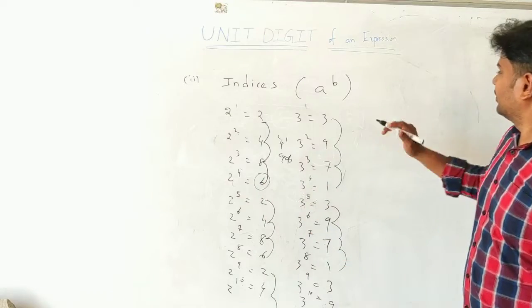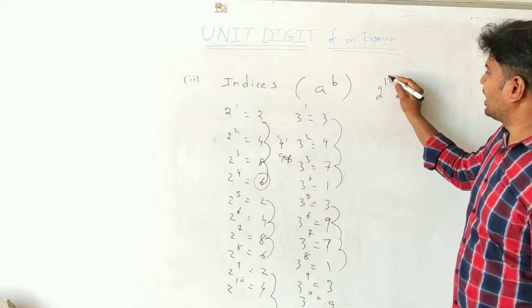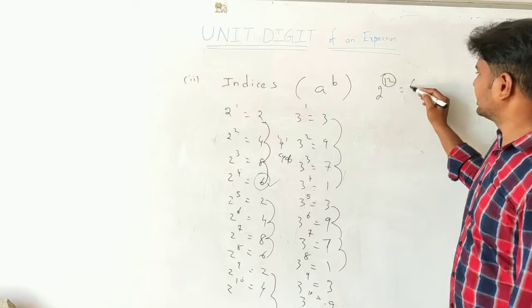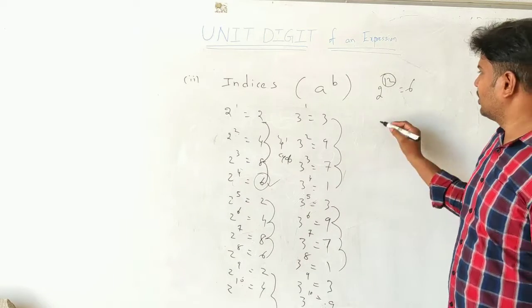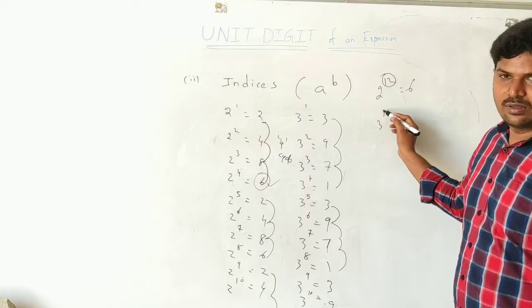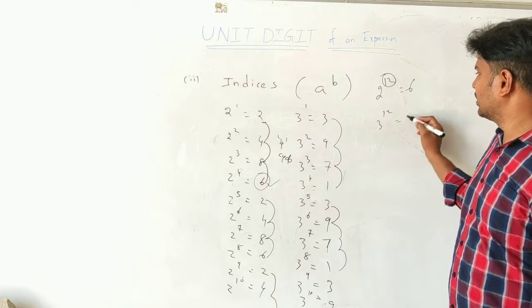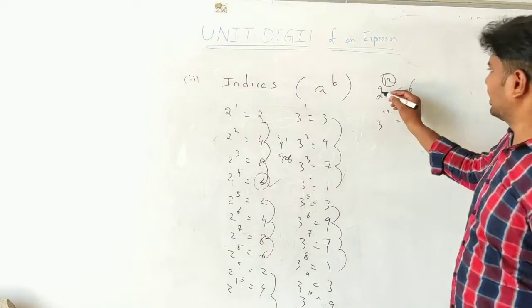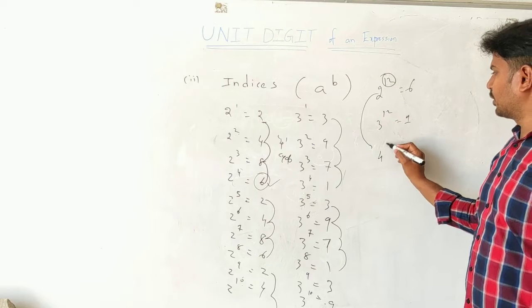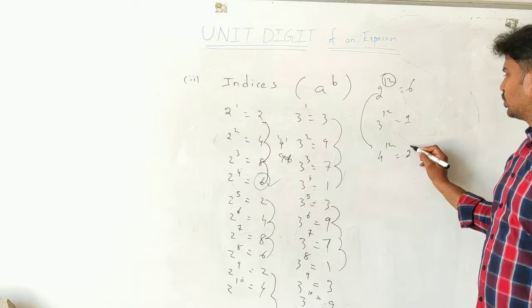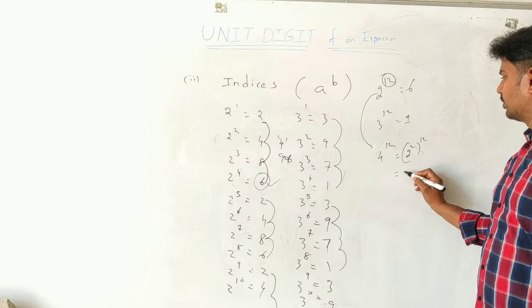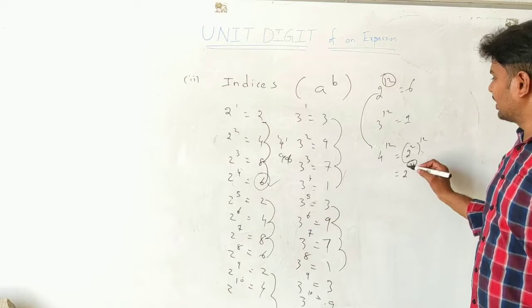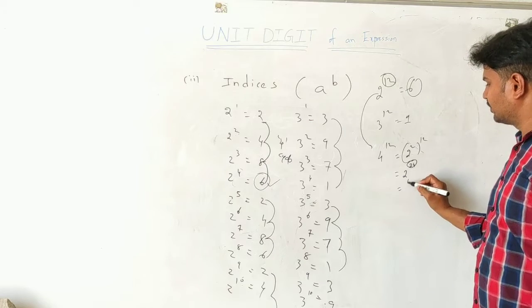Wherever you have 2 power 12, as 12 is a multiple of 4, the units digit for 2 power 12 is this one, 6. Similarly for 3 power 12, if it is a multiple of 4, then the units digit is 1. Now take another number, 4 power 12. 4 power 12 can be written as 2 square to the power 12, which is equal to 2 power 24. Again this is a multiple of 4. So you will get the same units digit for this also.